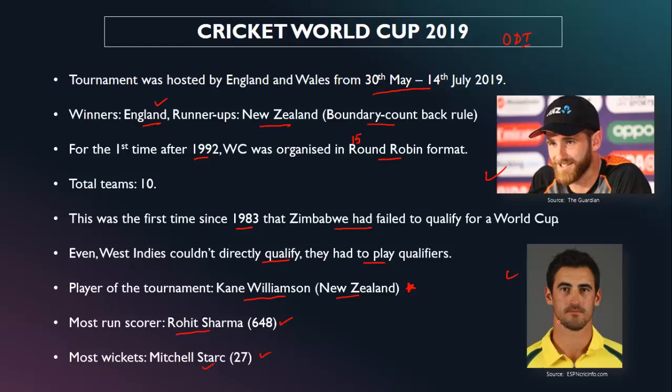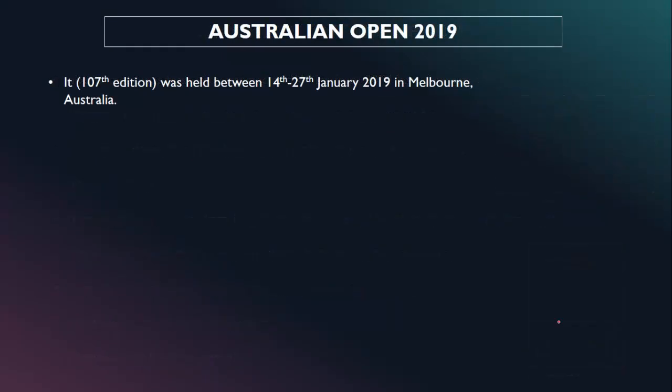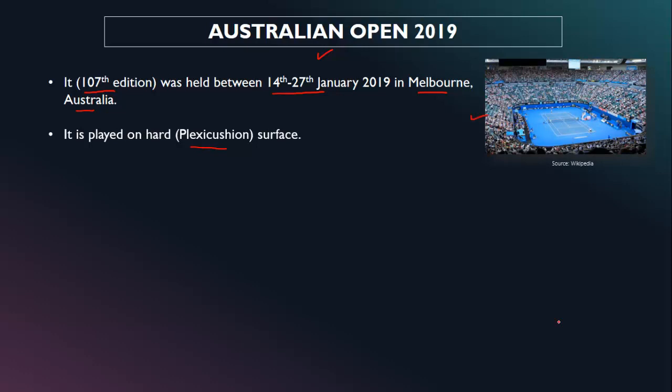So let's move forward. The next tournament that we'll look at is the Australian Open of 2019. This was the 107th edition of this tournament, and it was held from 14th to 27th January 2019 in Melbourne, as the name suggests, in Australia. Next important thing is that it is played on a hard surface, that is Plexicushion surface. How does it look? It looks like this. The blue colored court you can see, that's the hard court on which it is played.